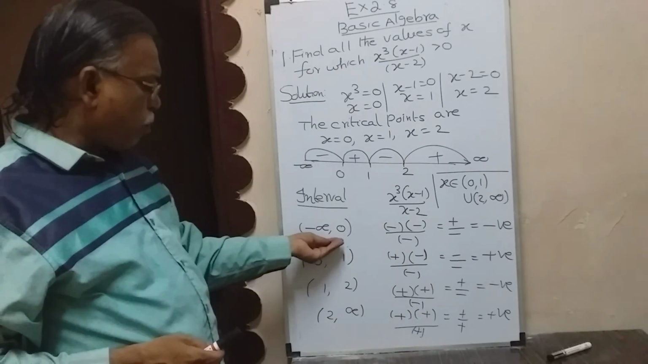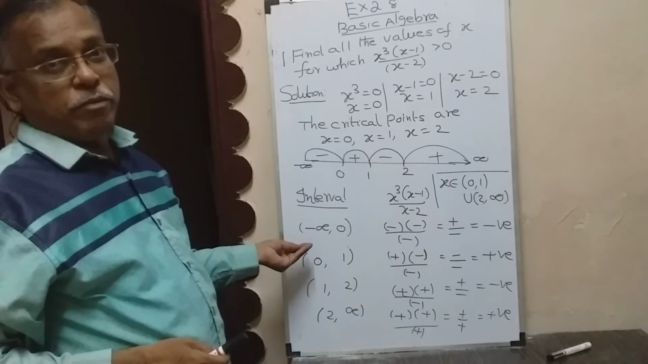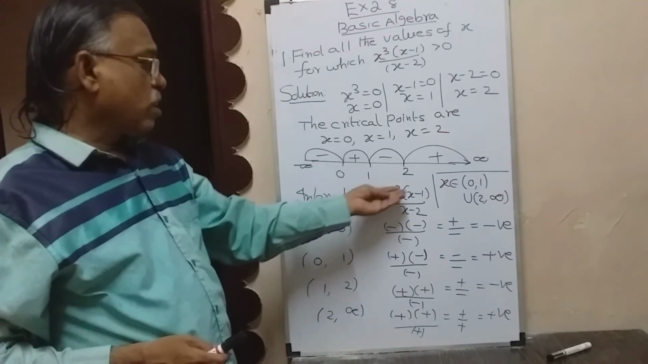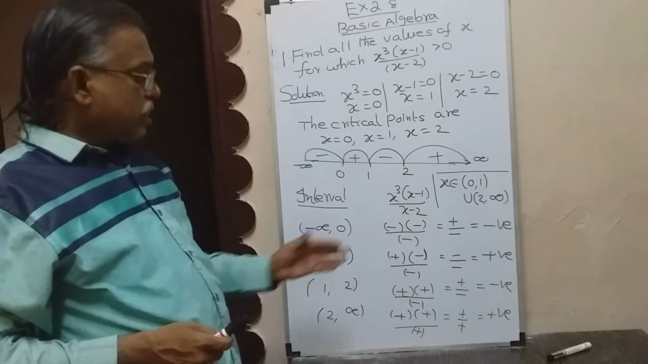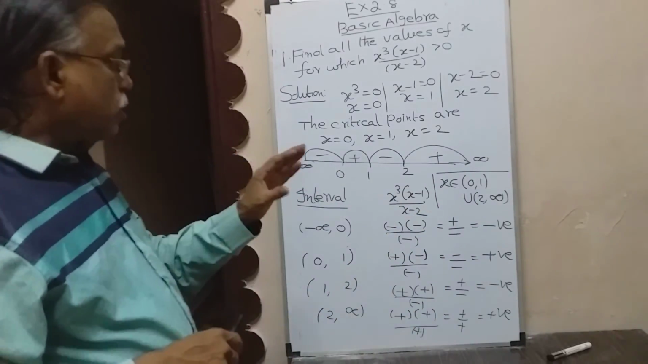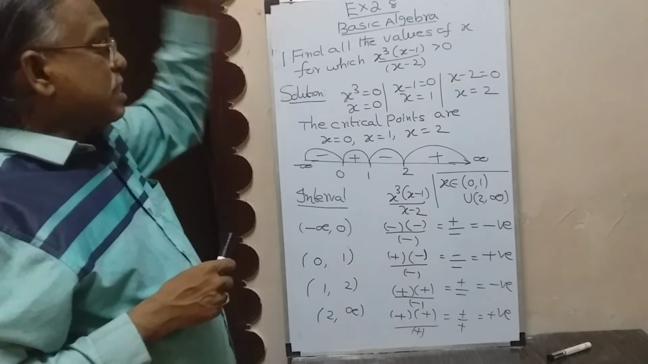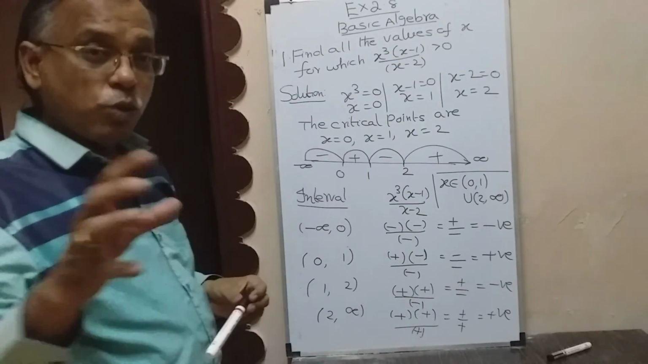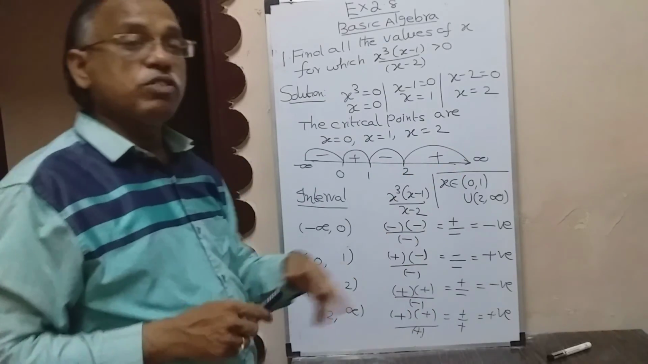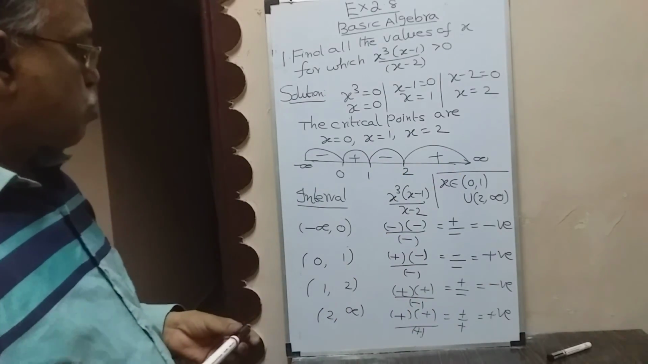So you take any point in this interval, an open interval, not a closed interval. Then you check the sign of these factors. Then it becomes negative, negative by negative, positive by negative, negative. So negative values we don't want because they said greater than 0. Positive only we need. So where it is positive: 0 to 1, positive, and 2 to infinity, positive. That is your answer, students.